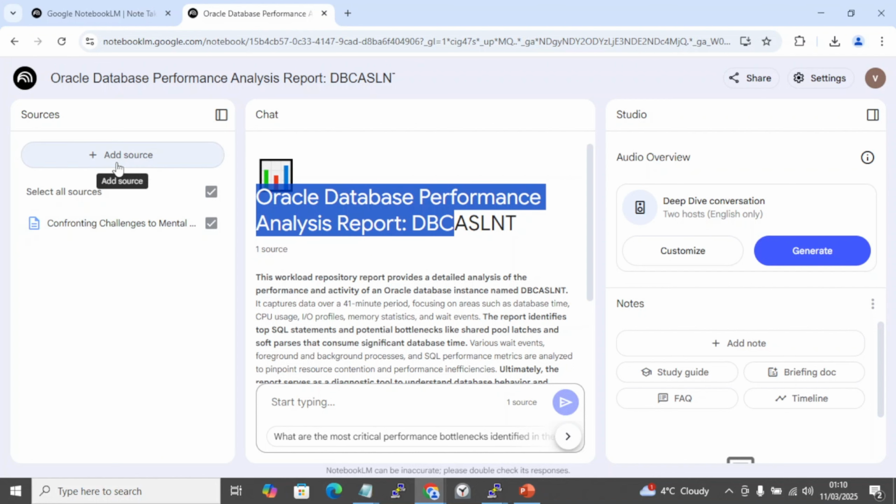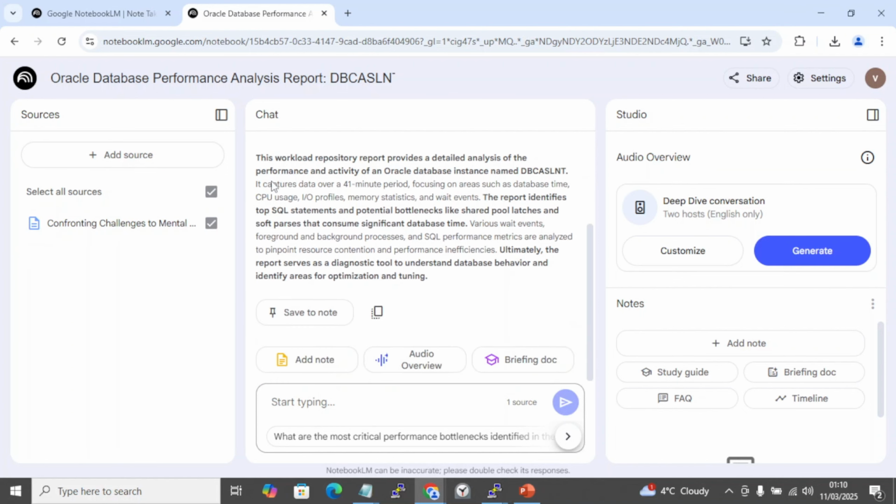So you can add more sources. Like if you have more and more AWR reports, let's say good and bad, you can upload both good and bad. But I uploaded only bad.